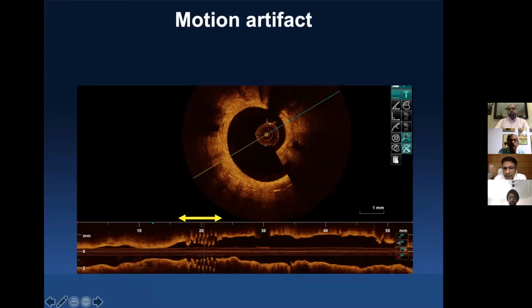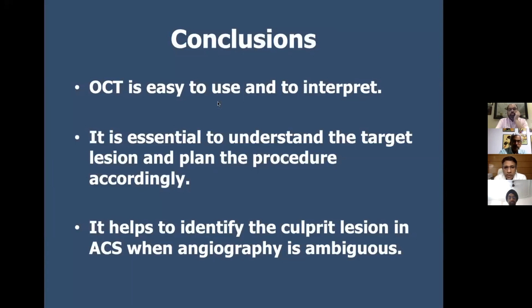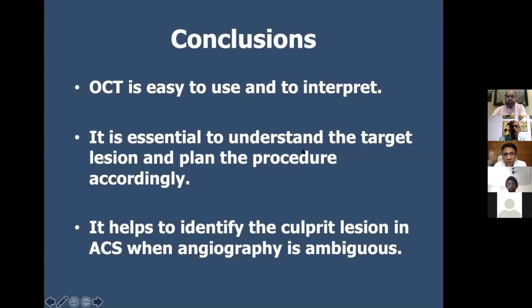So ladies and gentlemen, this is the basics of image interpretation. The more you do it, the more you will learn. It is easy to use and interpret. The learning curve is much less than intravascular ultrasound. And I would advise you to use more and more OCT, especially in your acute coronary syndrome patients, especially in your stent failure patients, especially in your left main bifurcation stenting and calcified lesions. Thank you very much.